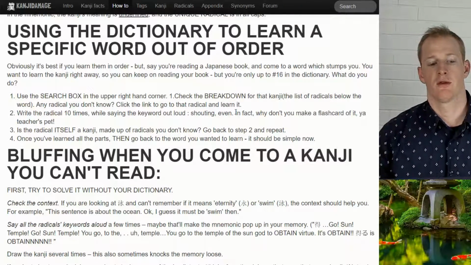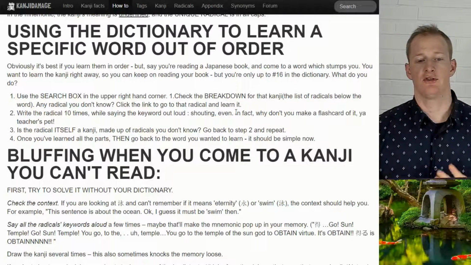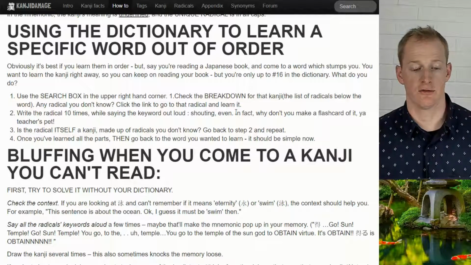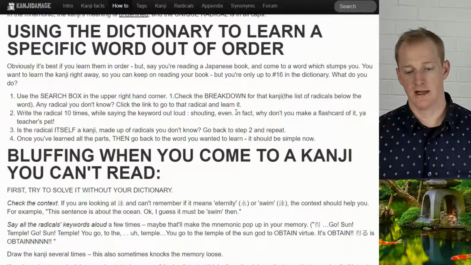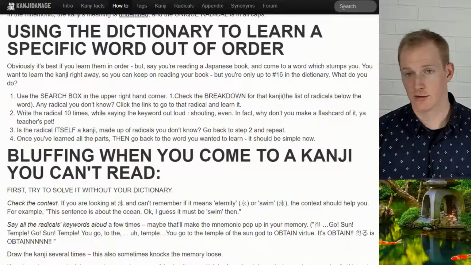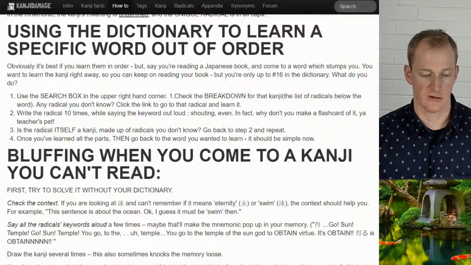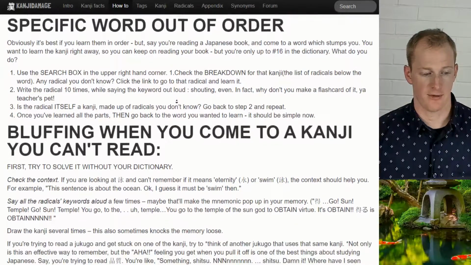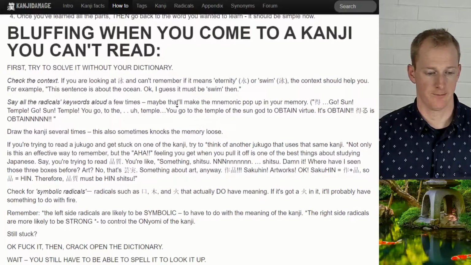Okay. So what about if we have this issue where we're starting on our journey of using this website, but we're reading something and we come across some kanji we're not aware of. Well, like I pointed out before, we've got the search box up here, so we can just use that. But there's many things that we can do.